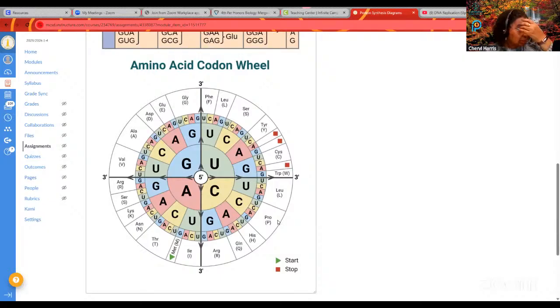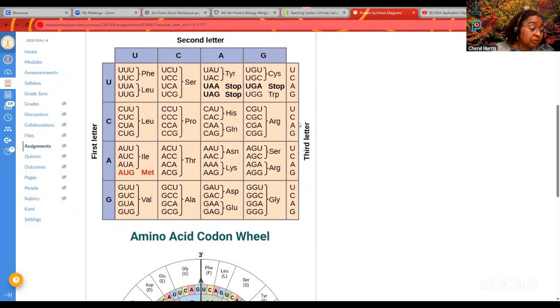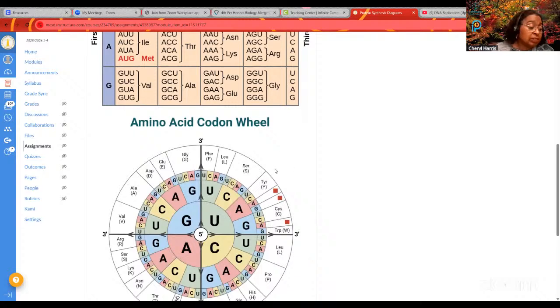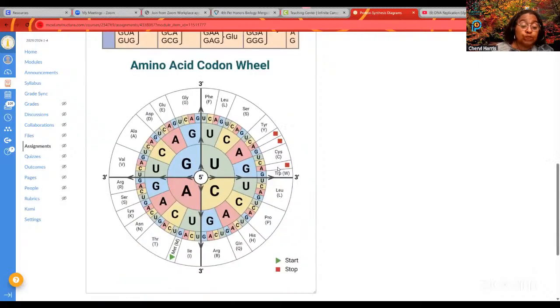So there are 2 different charts that you can use to get to the same place. Like I said, I find the box a lot easier to understand, but this one, you might see on a test, so you need to be familiar with how to use it.